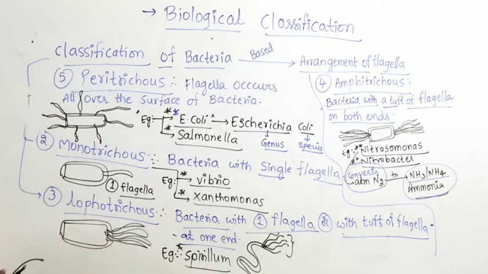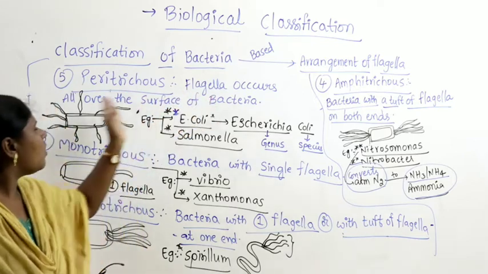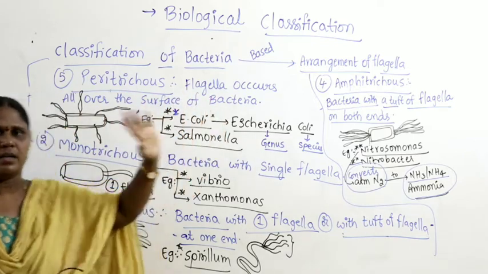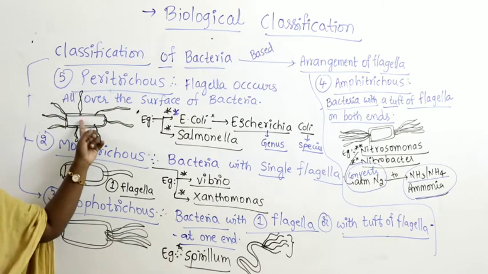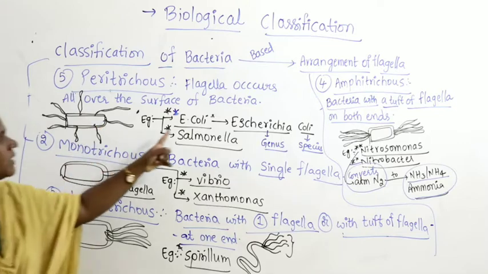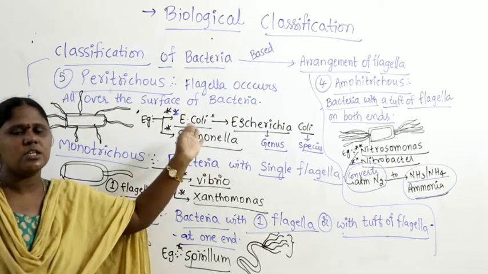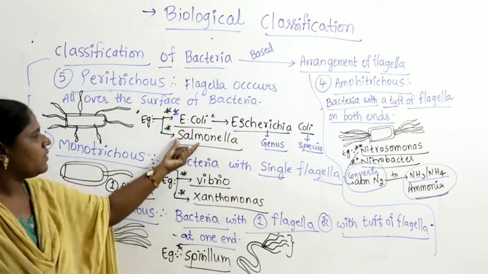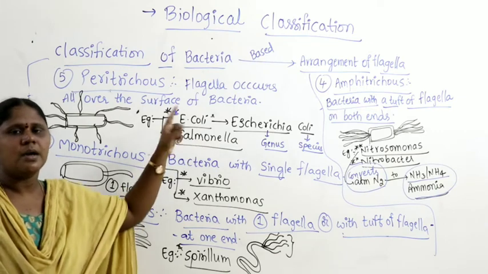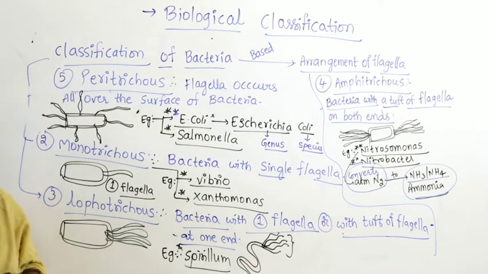But before that try to remember, peritrichous means flagella occurs all over the surface of bacteria. So here flagella occurs from all the corners. This is how the bacteria looks like and you can take example E. coli. E means Escherichia. Coli is nothing but species name and also we find another example Salmonella. E. coli, Salmonella both are examples for the category called peritrichous bacteria.